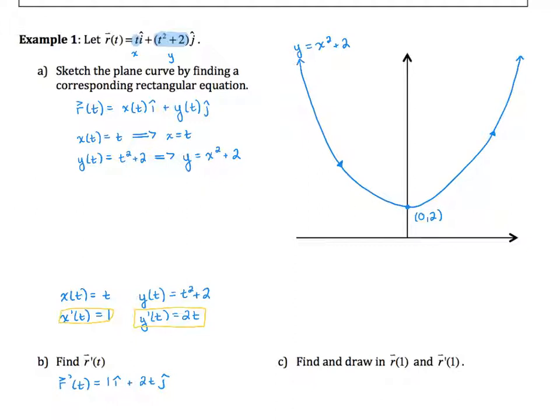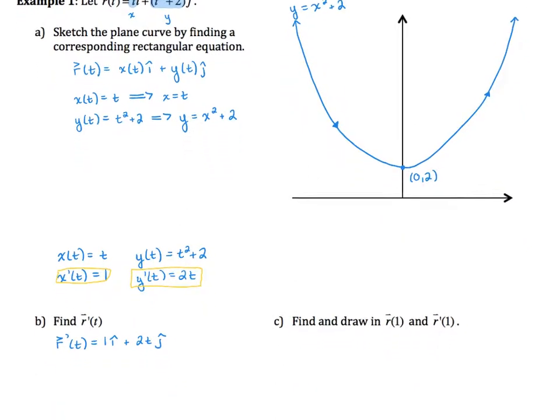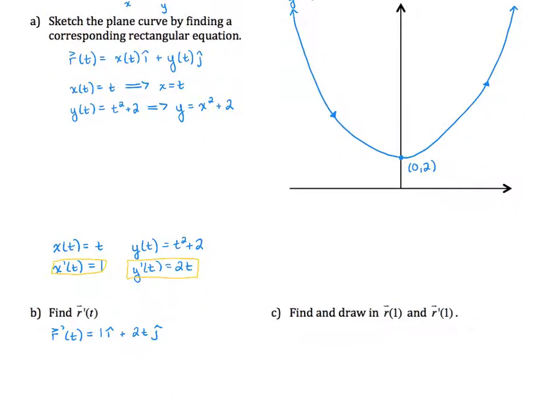Now this next part, I kind of like because it's really going to drive home a couple of important points about not only vector valued functions, but vectors themselves. I'm just going to try to scoot this up a little bit. Find and draw in r of 1. Easy enough. So r of 1 means the vector valued function r evaluated when t equals 1.